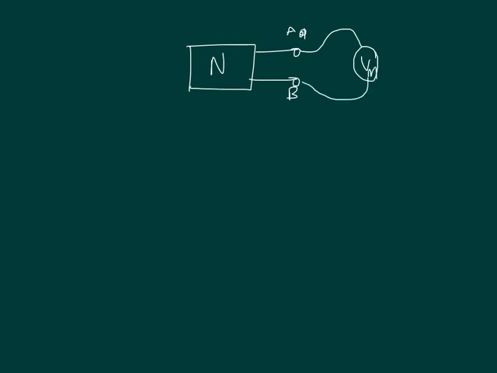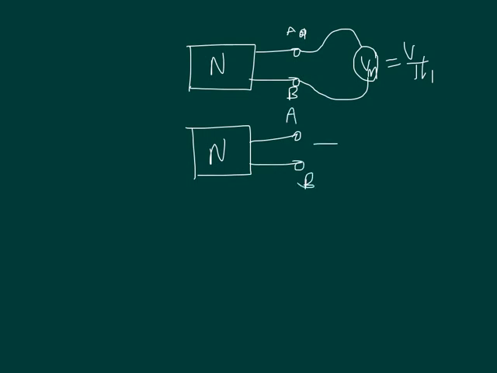Now, suppose this is a network and these are the terminals A and B. If we connect any voltmeter here and measure the voltage, that is equal to VTH, and for the same network, if we measure the equivalent resistance between AB terminals, that is RTH.